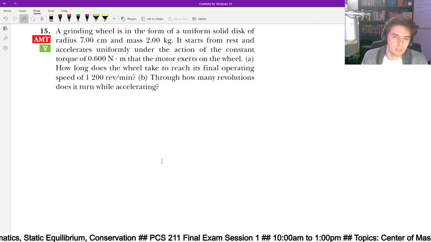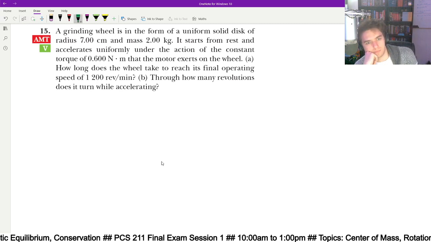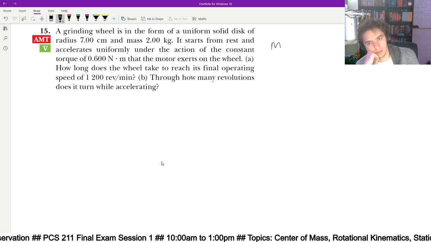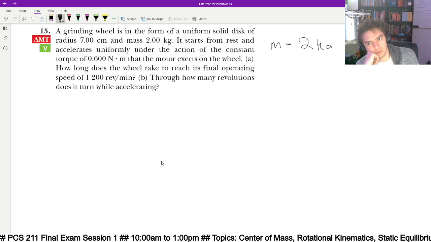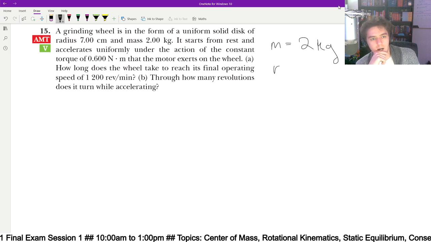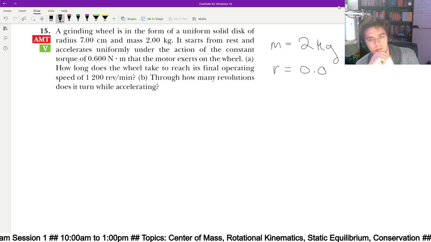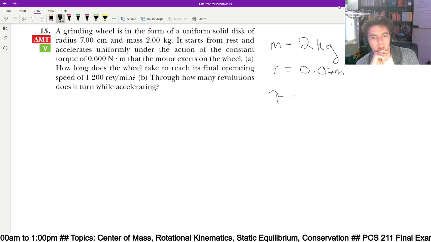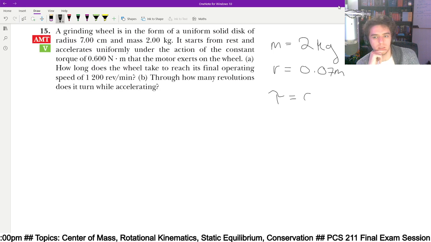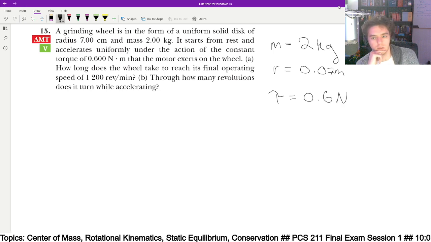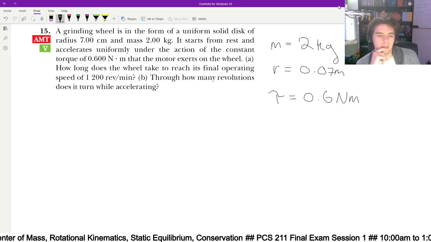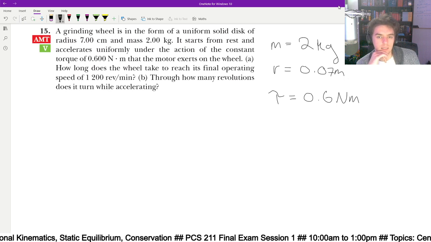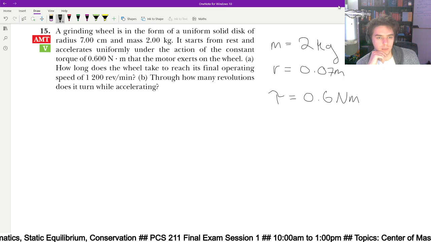Okay, so let's write down what we know. M equals 2 kilograms. R equals 0.07 meters. Torque is equal to 0.6 Newton meters. That's all we know. That's the only torque that's on the wheel, I assume, right?